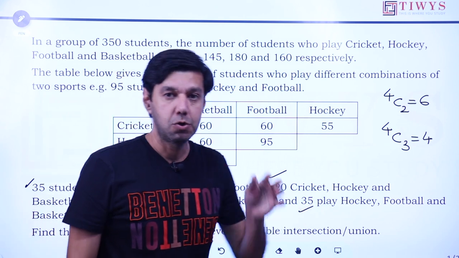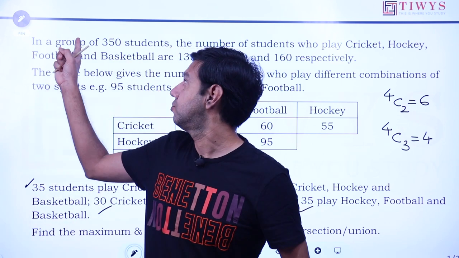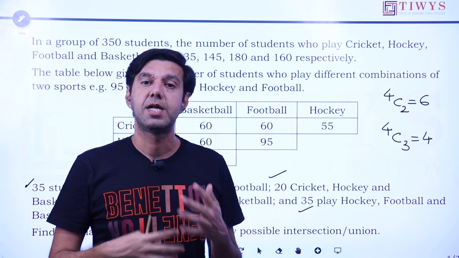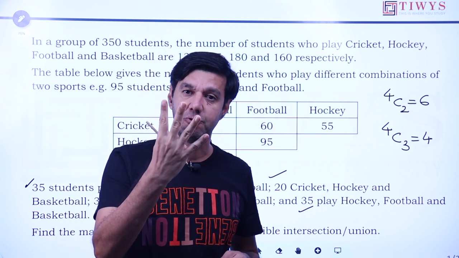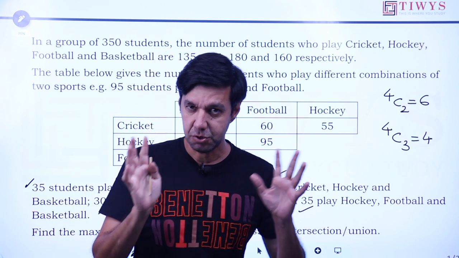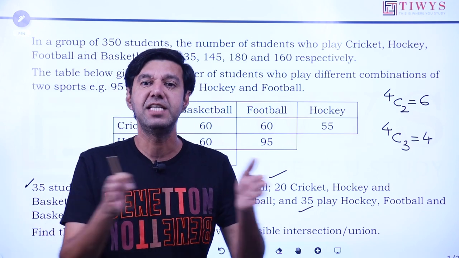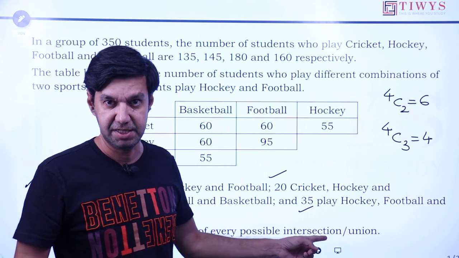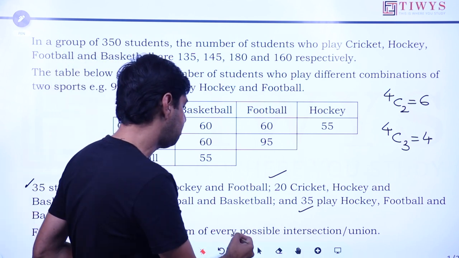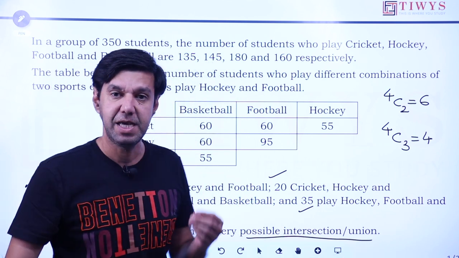The question is to find the minimum and maximum of every possible intersection or union. What is not known to us is the union, I just know the total, and I don't know the number of students who play all four sports. So a little is unknown, that is why it's not a deterministic case. We'll have a range for every possible union or intersection. What can these possible unions or intersections be?